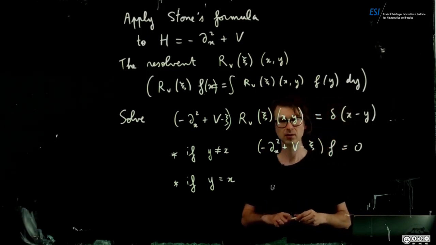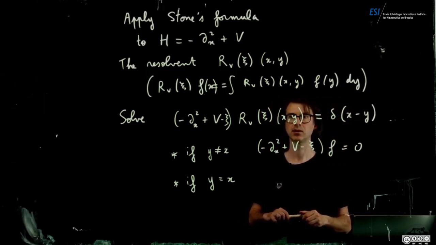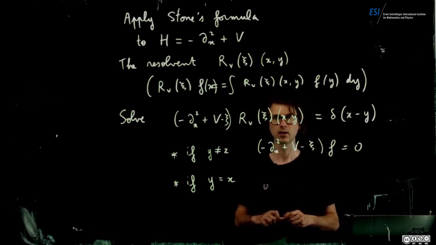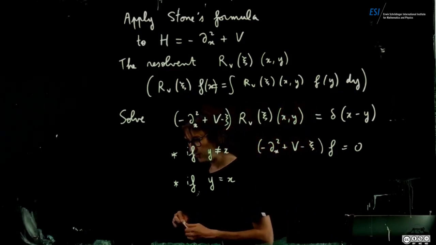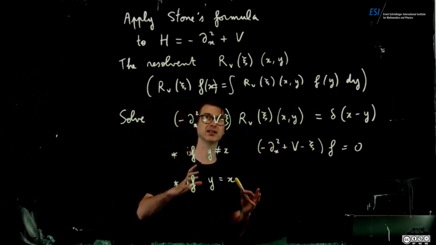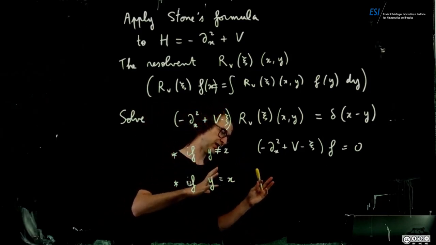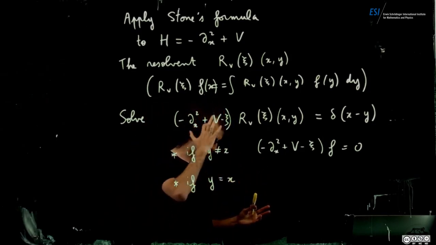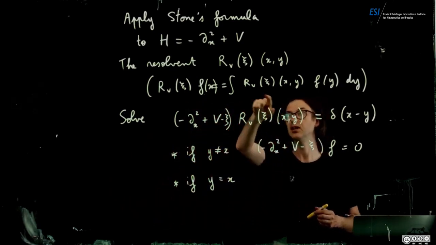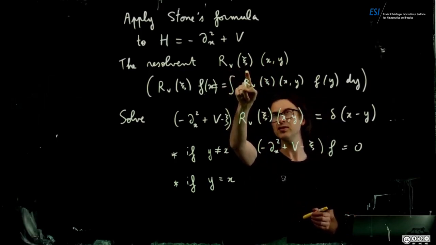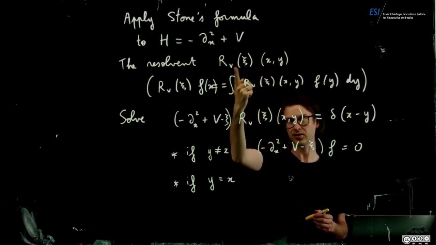Okay. So I'm noting in the same way the resolvent and the green function associated with this operator. So I'm slightly abusing notations by writing RV of xi for the operator and its kernel. Yes, right, so RV of xi is the resolvent and RV of xi of xy is the kernel of the resolvent.